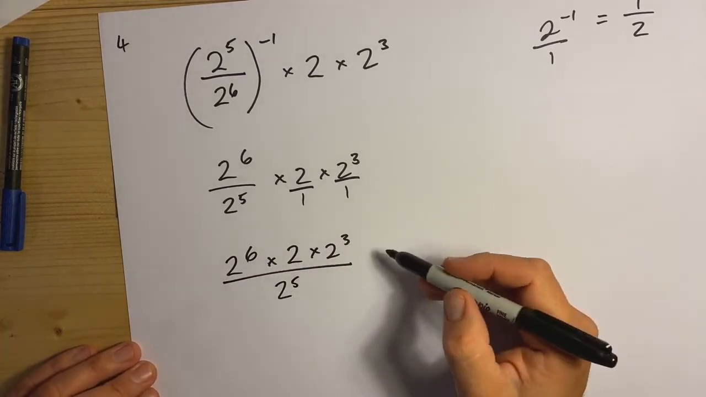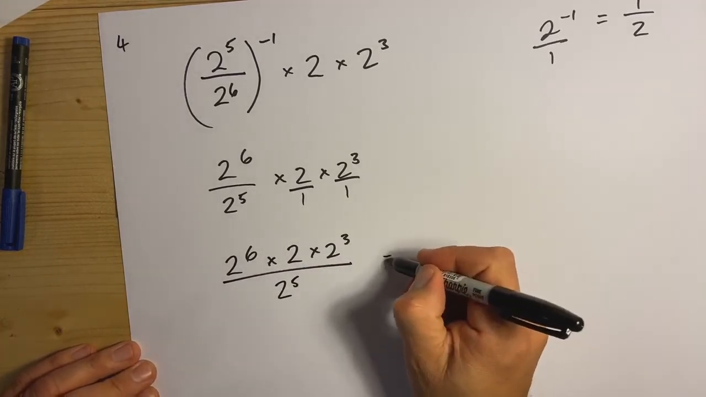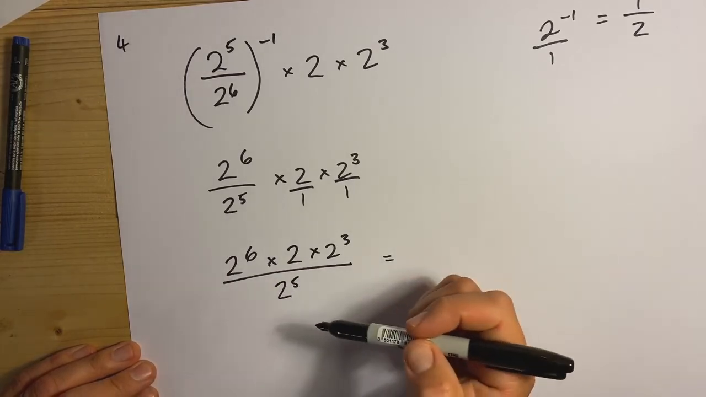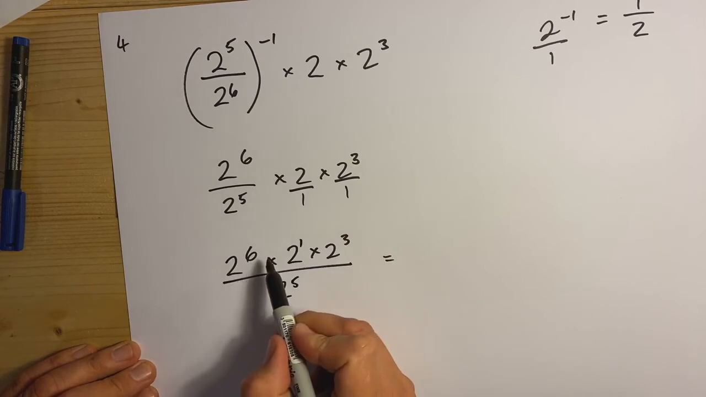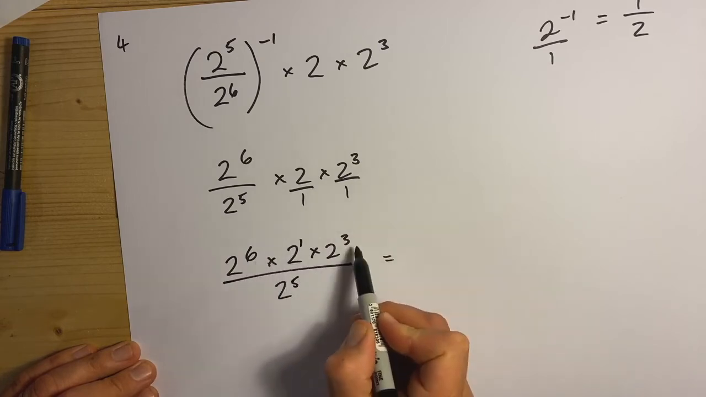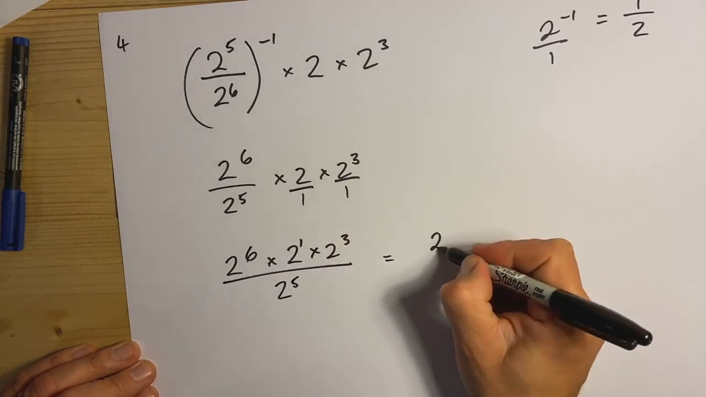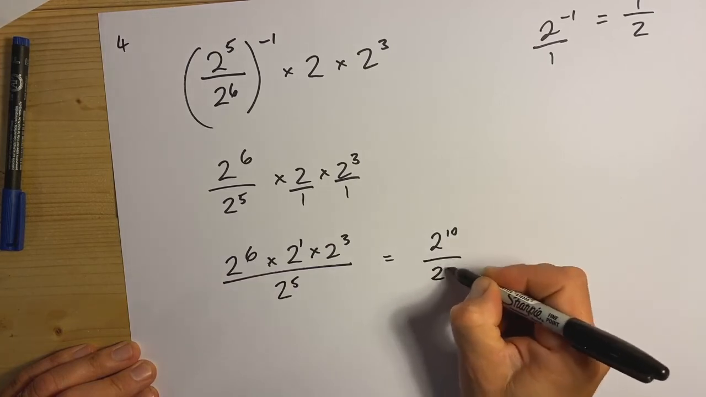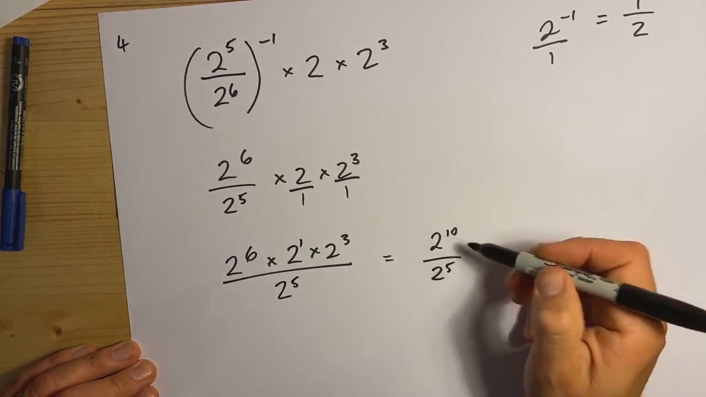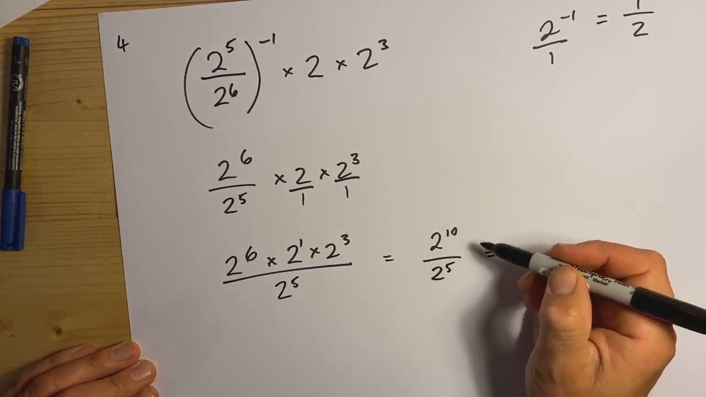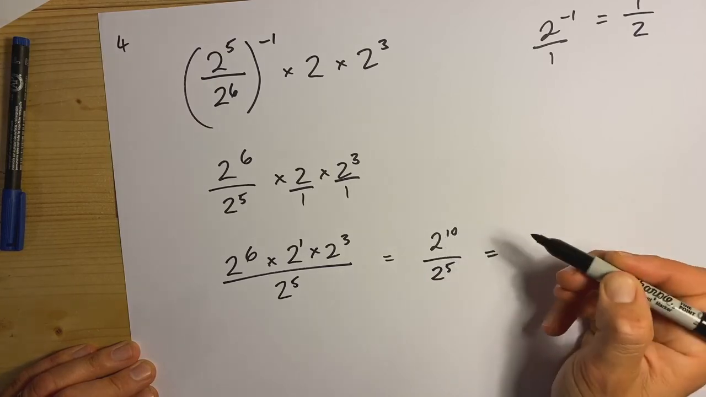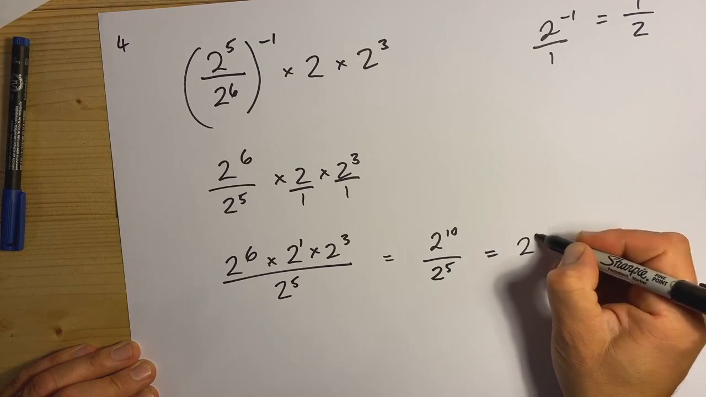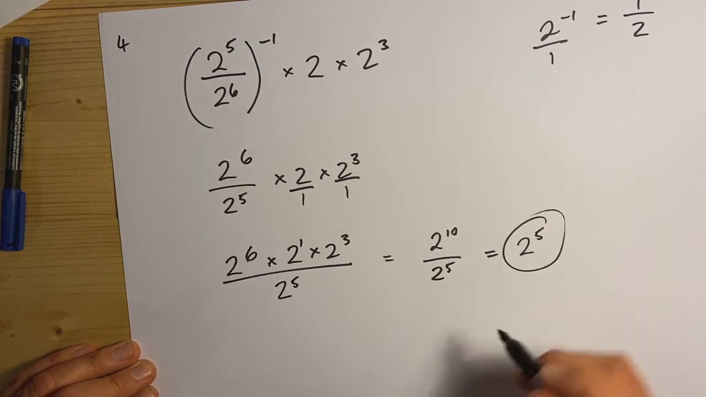Now we can remember our rules from last time, which you would have met before, I'm sure. We add our powers when we're going across. So 6 plus 1 is 7, plus 3 is 10. So that becomes 2 to the power 10 over 2 to the power 5. And when we're left in this situation, we need to subtract. So 10 minus 5 is 5. So we're left with 2 to the 5th. And that's our answer.